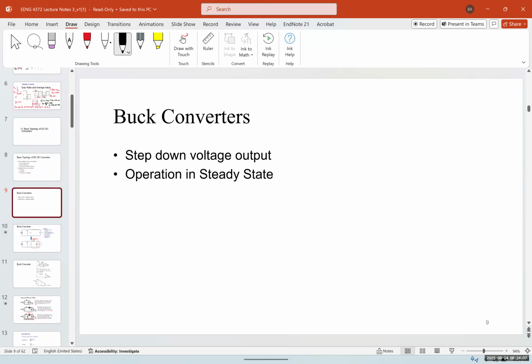So buck converters. What is a buck converter? A buck converter is a step down converter. The voltage in the output is less than the voltage in the input. So V out is always less than V in for a buck converter. In the best case, it's equal. And we also want to study its operation in steady state.